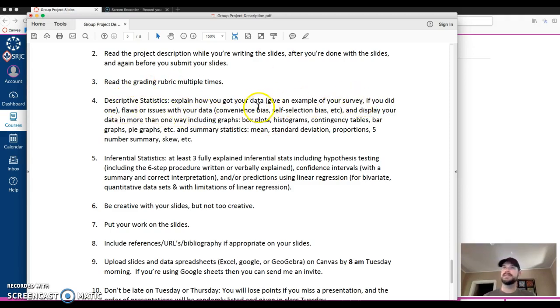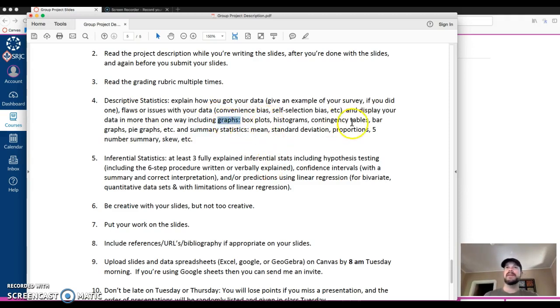There should be some biases, some issues. What groups did you not get in your survey or your sample? Brainstorm with your group. How could it be improved? Display your data in more than one way. And again, these graphs completely depend on the type of data you got.